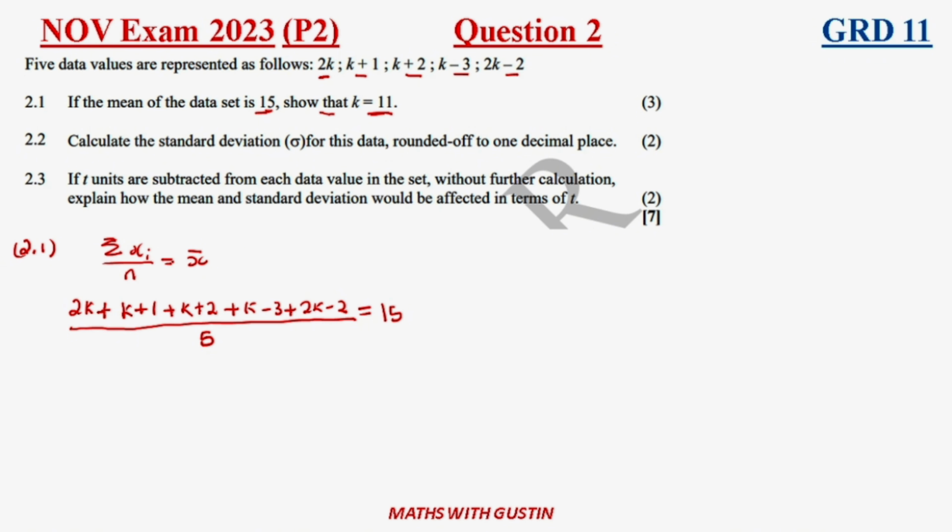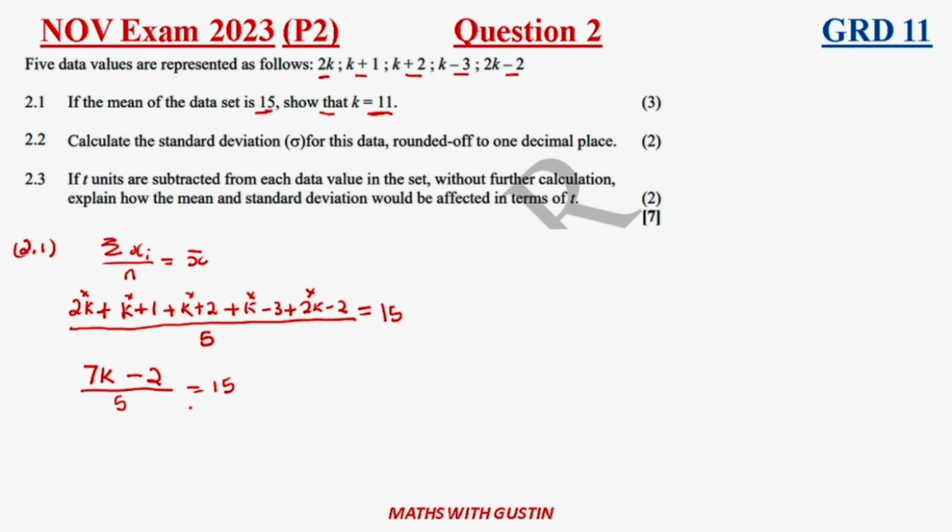So what we can do here is group everything together. You've got k there, k here, and more k's. So 2k plus k is 3k, plus k is 4k, plus k is 5k, plus k gives 7k. Then 1 plus 2 is 3, minus 3, and they cancel out. Therefore we have minus 2 there. Then this is all over 5, equal to 15.